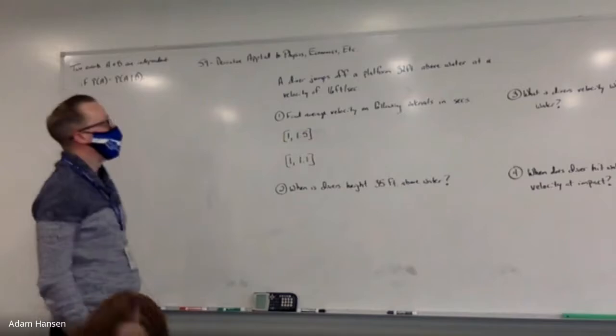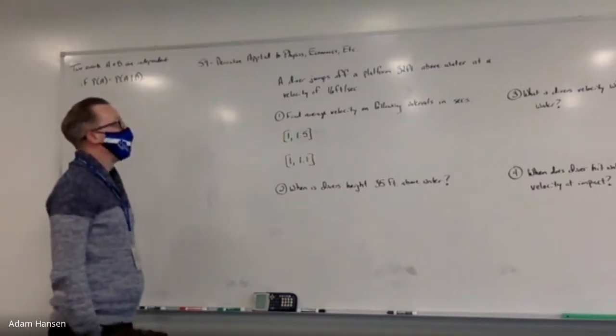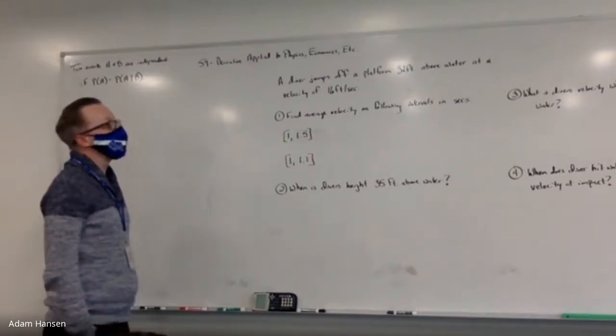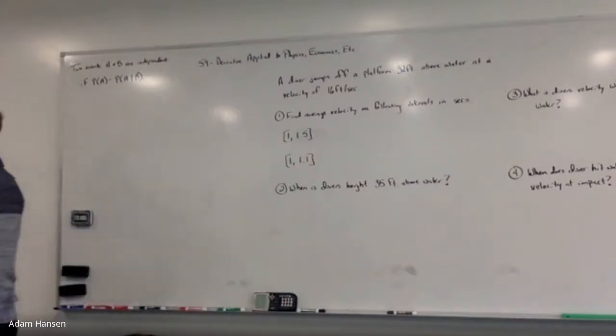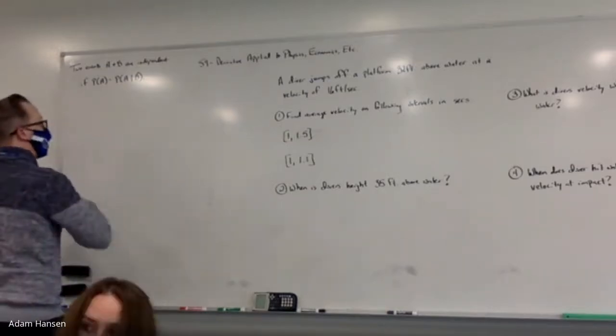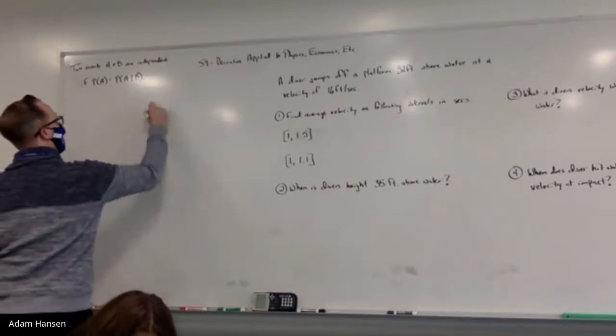A diver jumps off the platform, which is 32 feet above water, at a velocity of 16 feet per second. Let's write an equation to model the height over time for our diver. I'm going to call this the position function.